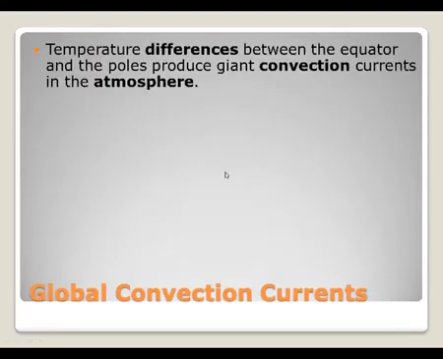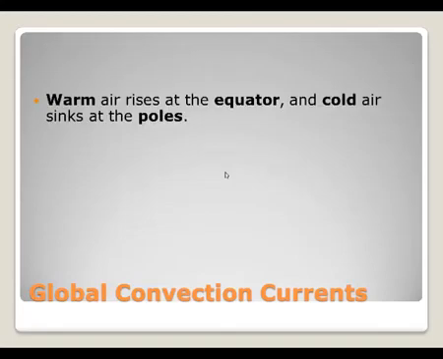Global convection currents. Temperature differences between the equator and the poles produce giant convection currents in the atmosphere. Warm air rises at the equator and cool air sinks at the poles. So thinking back to our air pressure simulation lab, we saw where the water near the light was heated. The water that we put ice in on the opposite side of the tank became more dense. It sank. The heated water rose. The cool water sunk down to the bottom and flowed back towards the area where the lamp was. The Earth works exactly the same way.